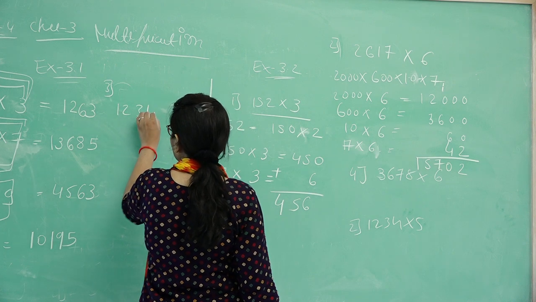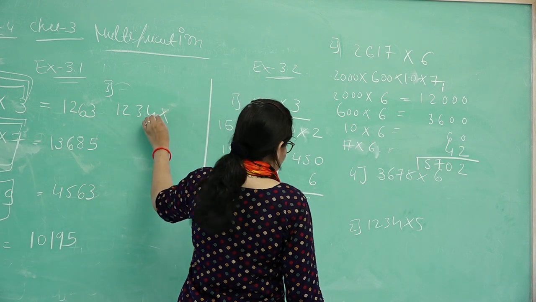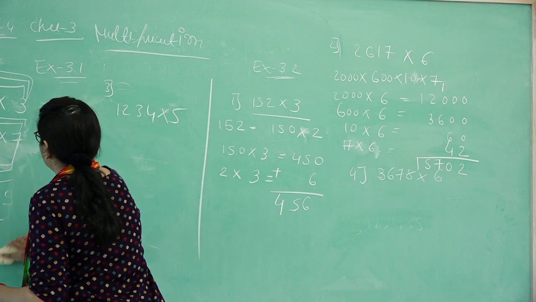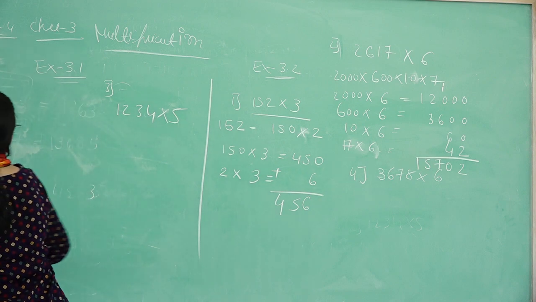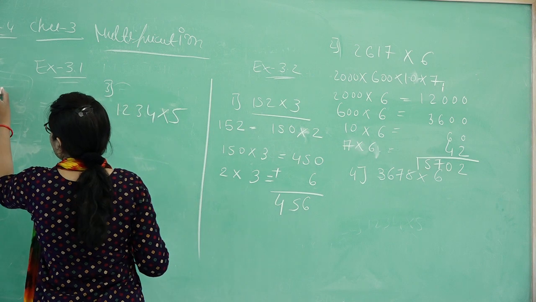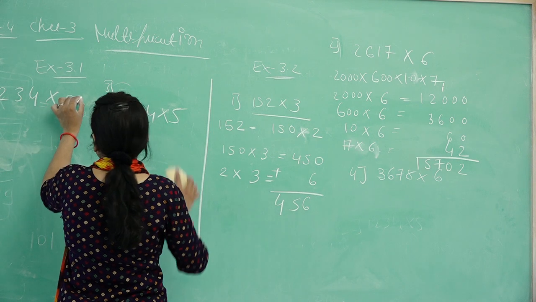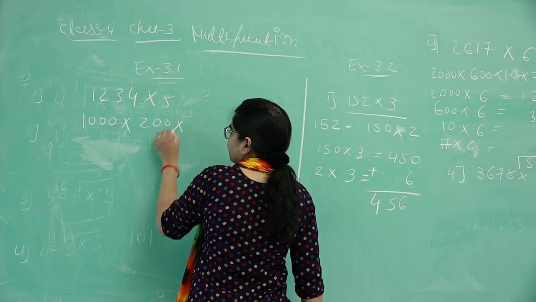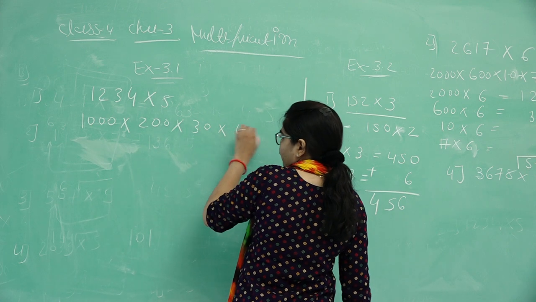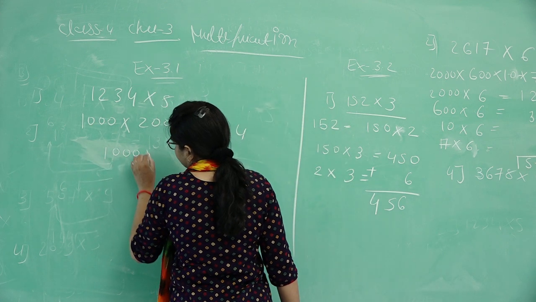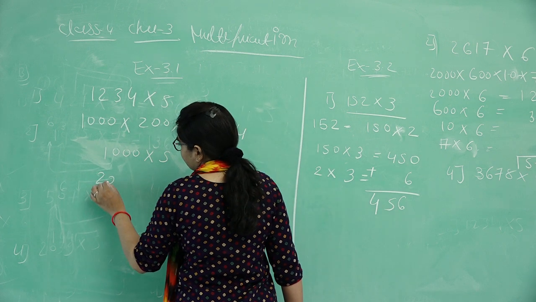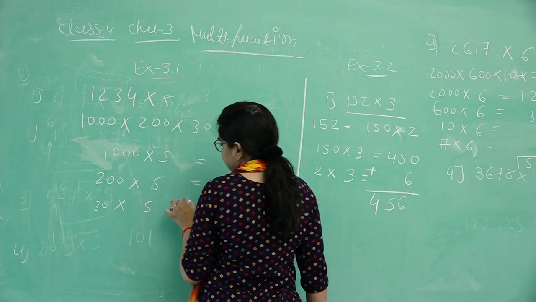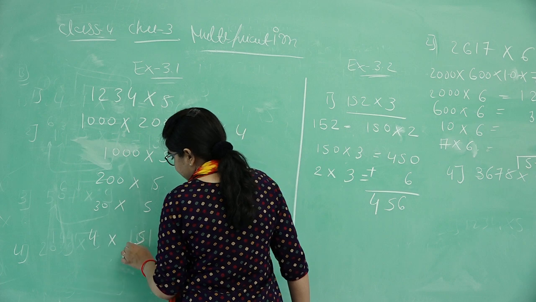First of all, do expanded form. Expanded form means 1234 into 5: first 1000 is there, then 200, then 30, and then 4. Then 1000 into 5 is equal to how many? 200 into 5 is equal to how many? 30 into 5 is equal to how many? And 4 into 5 is equal to how many?